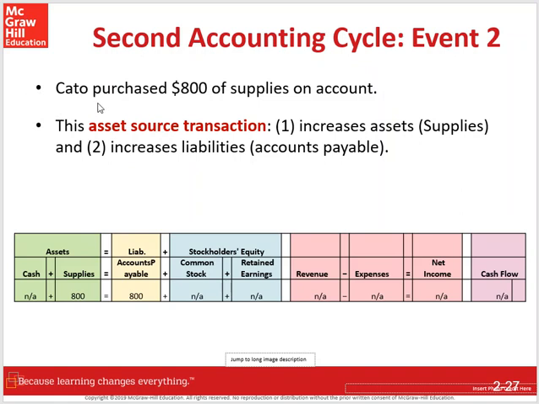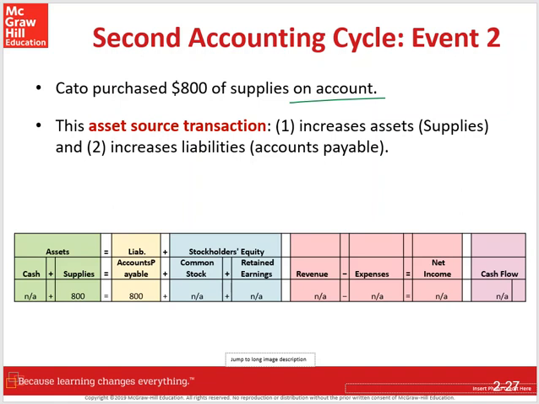So let's start here just with the first step. Cato purchased $800 of supplies on account. So supplies, the asset, is going to go up, but then we need to talk about this phrase on account. What does that mean? I don't think we've seen that yet. On account can have two different meanings, but essentially what it means is that cash is not changing hands right now. So they're going to pay later. Cato's going to pay the supplier of those supplies, the vendor, later on.